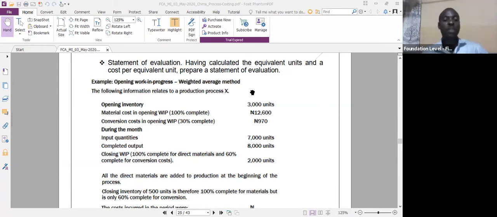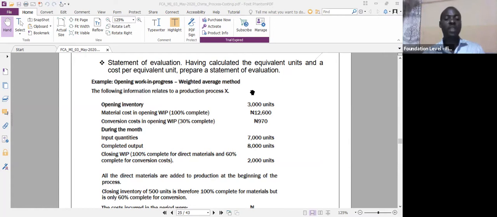Now we are told that all the direct materials are added to production at the beginning of the process. So whenever we start a process, we have made sure that material cost is added all complete. So you don't have to start asking for material halfway. Everything has been added at the beginning.